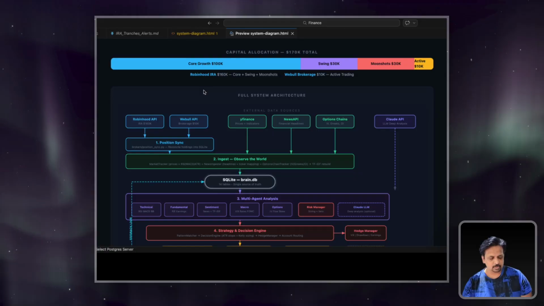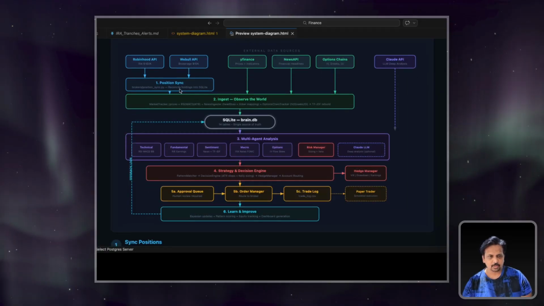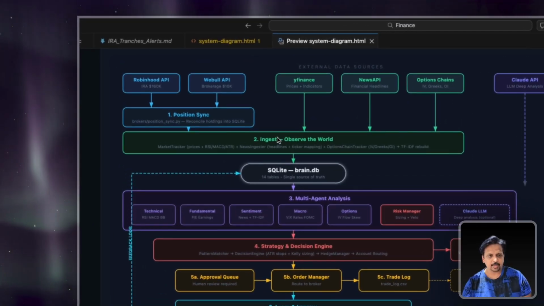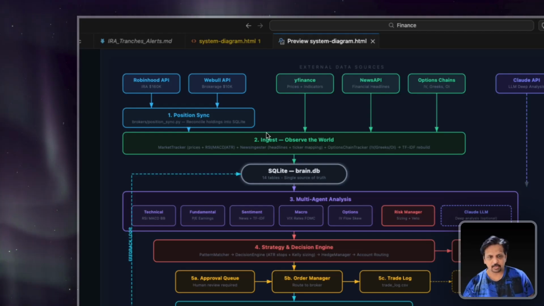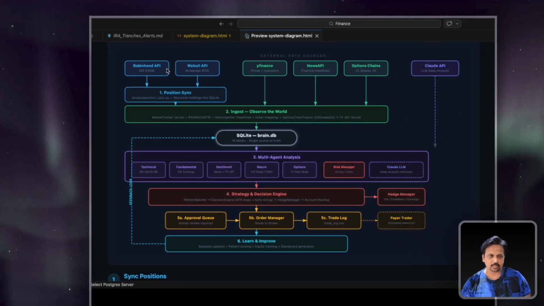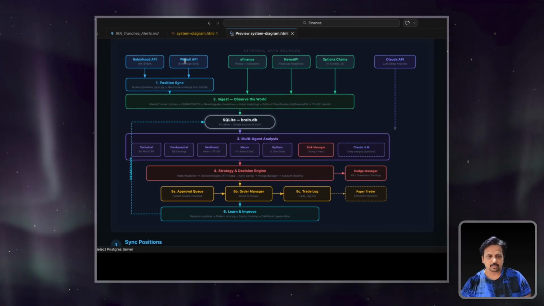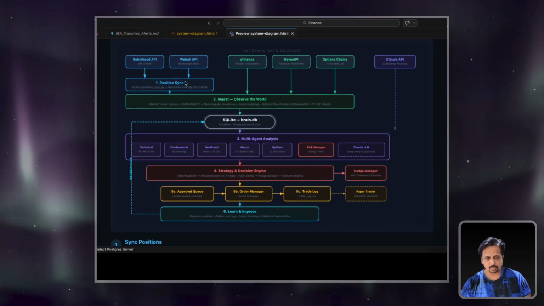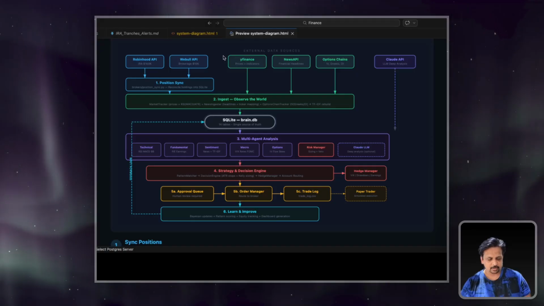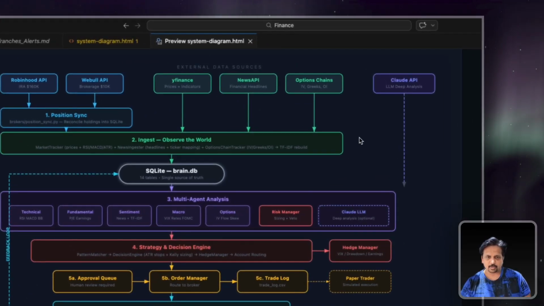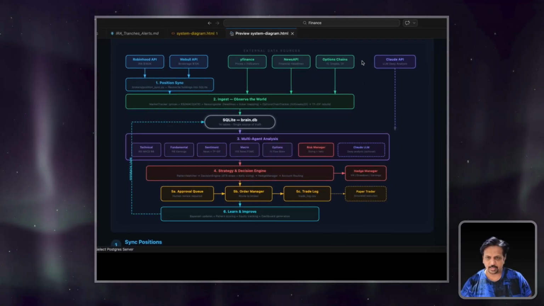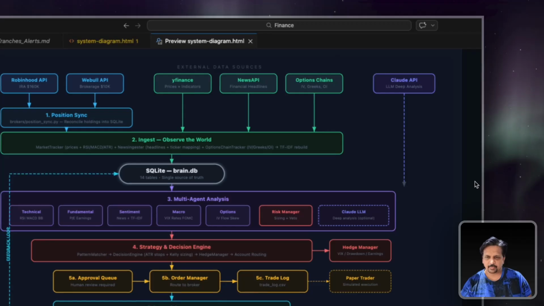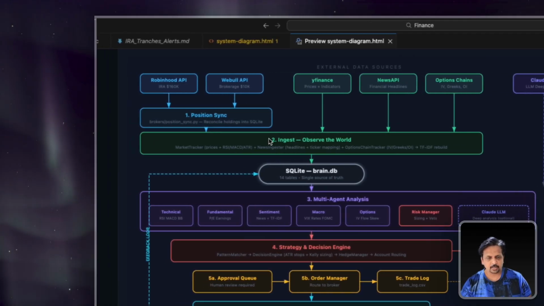Now let's go on to the full system architecture. It uses the Robinhood API and Webull API. These are all fictitious numbers, but let's say these are the numbers that my position holds. It uses them here, and then it gets information from these three sources, which are Yahoo Finance, NewsAPI, and let's say options chain. These are different data sources. And finally, we have a Claude API for the deep analysis.